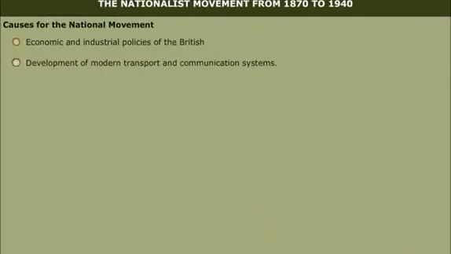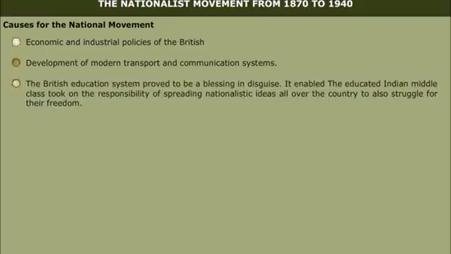Causes for the national movement. Economic and industrial policies of the British. Development of modern transport and communication systems. The British education system proved to be a blessing in disguise. It enabled the educated Indian middle class to take on the responsibility of spreading nationalistic ideas all over the country and also struggle for their freedom.